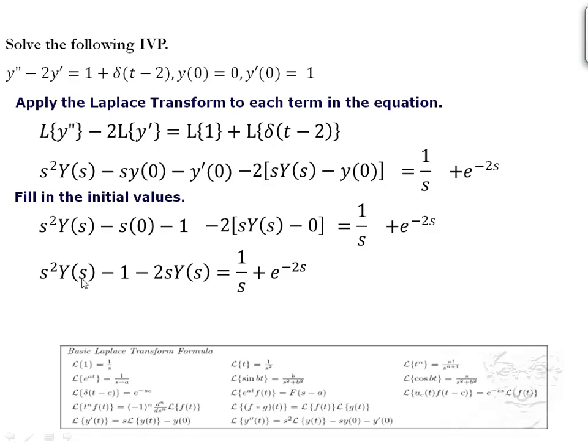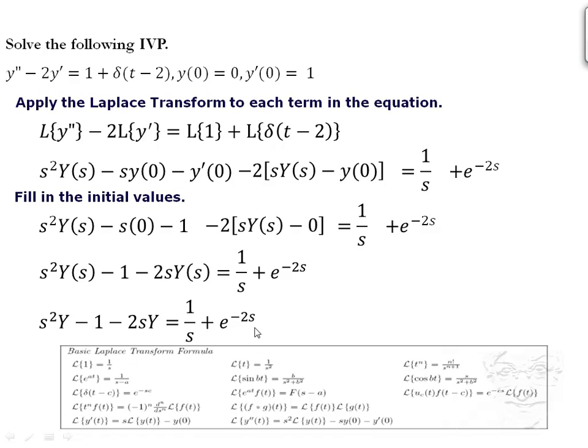And I get s squared Y of s minus 1 minus 2s Y of s equals 1 over s plus e to the negative 2s. Just so that I don't get confused with multiplication and function notation, I'm going to rewrite this Y of s notation as just Y. So we get s squared Y minus 1 minus 2sY equals 1 over s plus e to the negative 2s. And there we finished applying the Laplace transform to each term in the equation.